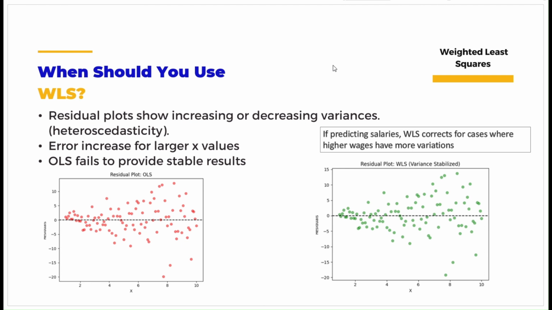Step 3, think about your data. Certain datasets naturally have increasing variance. House prices, for example: expensive homes have unpredictable prices. Salary prediction: high earners have bigger variation. Stock market trends: large companies have massive fluctuations. If you see increasing variability in your data, WLS is the way to go. It helps make sure that our model is not unfairly influenced by large errors and remains stable, reliable, and accurate.